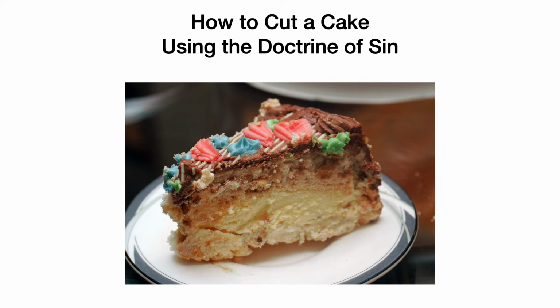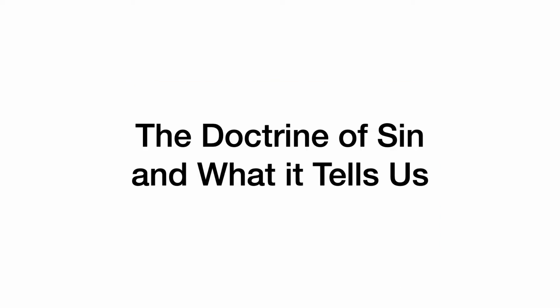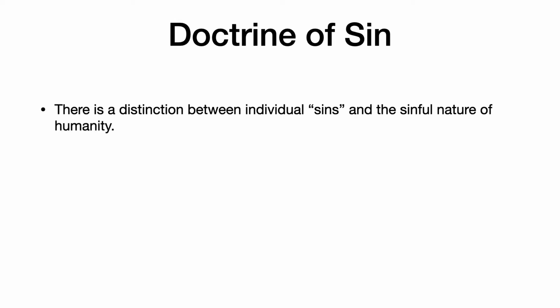So this all comes as part of the doctrine of sin. So let's talk a little bit more about the doctrine of sin and what it tells us. In the doctrine of sin, there's a distinction between individual sins and the sinful nature of humanity. So you can have a sinful nature even without specifically committing particular sins.